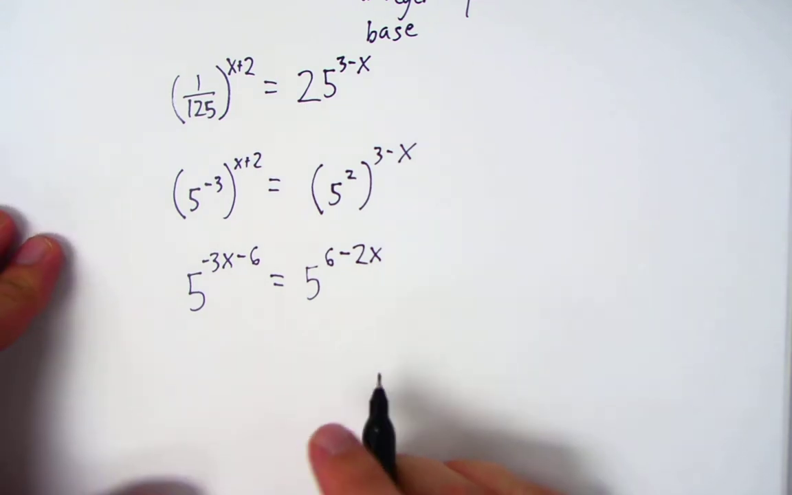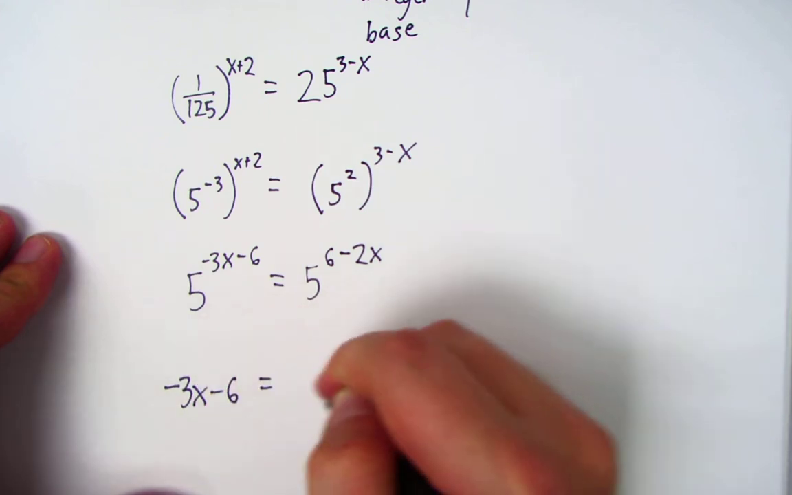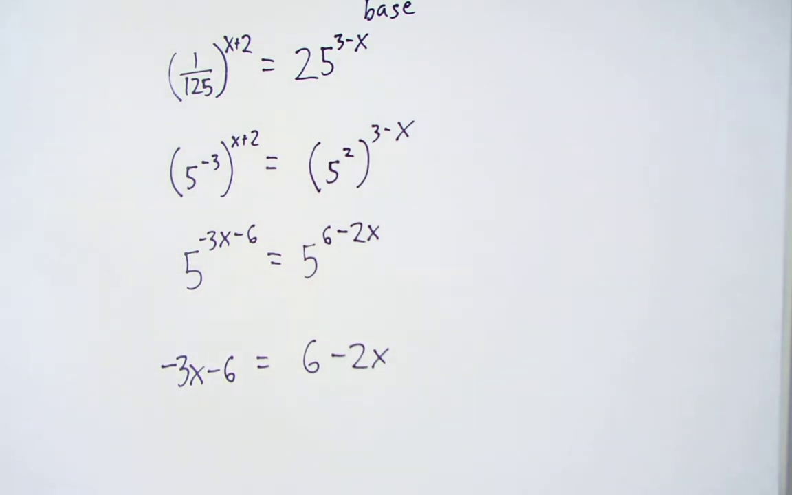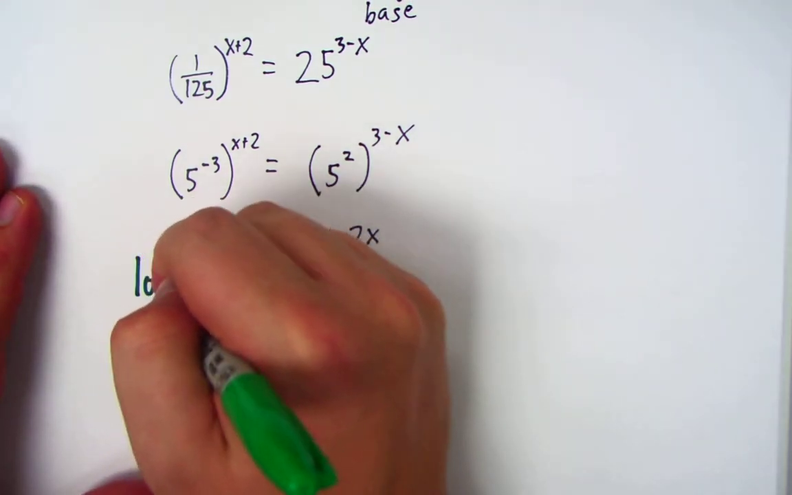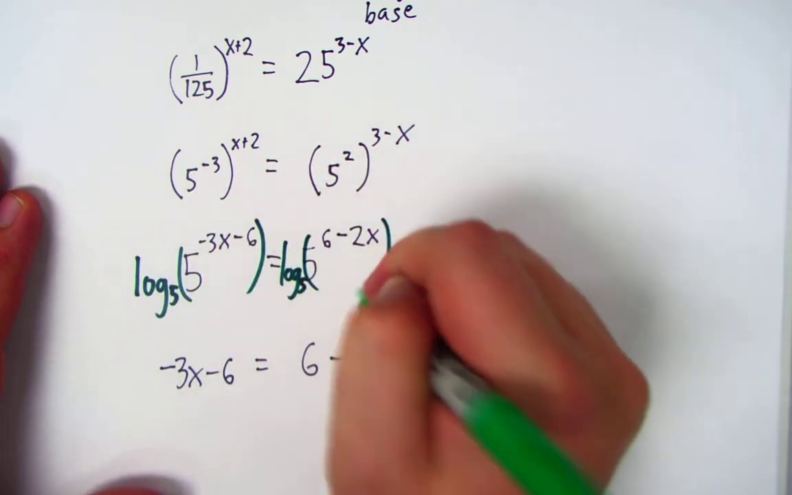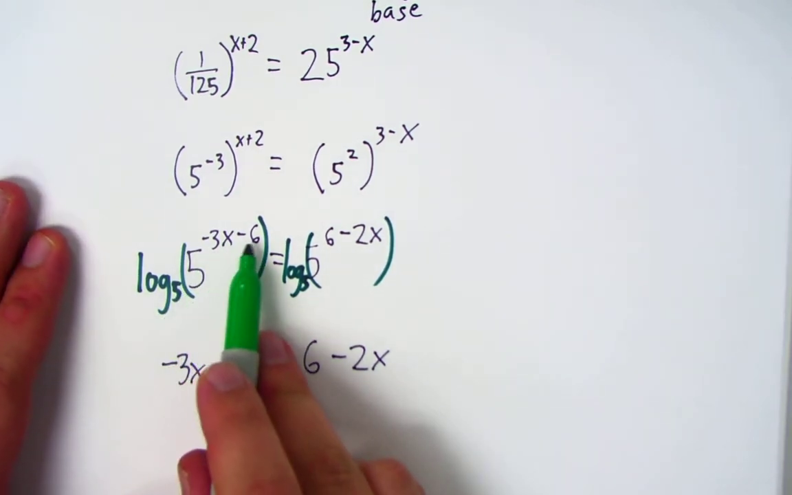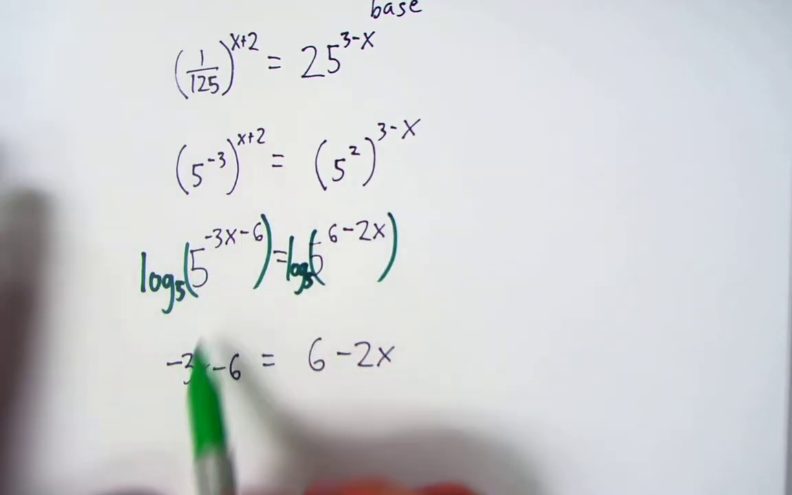And now I'm able to say that negative 3x minus 6 equals 6 minus 2x. The reason I'm allowed to say it: in your algebra, you do something to both sides to move from one line to the next. What I'm doing to both sides is log base 5. I do log base 5 to both sides because log base 5 of 5 to the negative 3x minus 6, that's one of those things where it cancels. It all cancels out, just makes negative 3x minus 6.